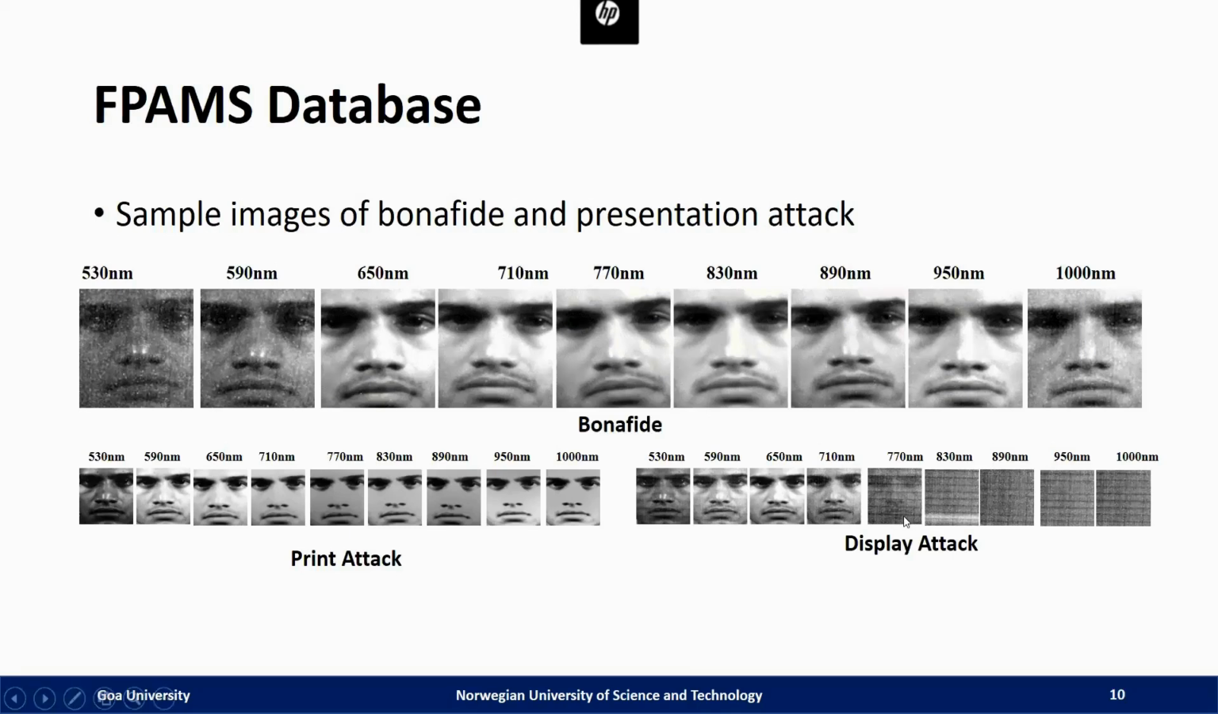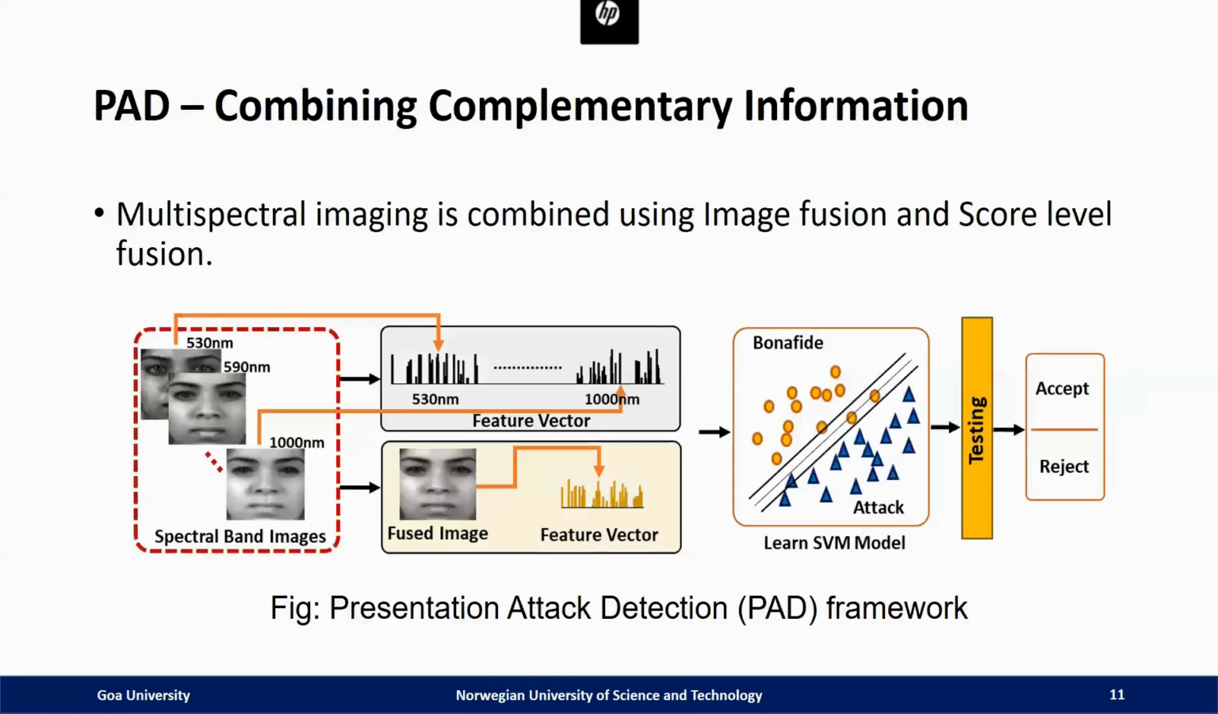And once we look into the display attack, because these displays are visible only in the visible band, obviously you cannot see them in the near infrared. You can see that it is more or less a dot. So this is the advantage of using the complementary information from the multispectral, where the inherent characteristics of the sensor itself are useful for detecting these kinds of attacks.